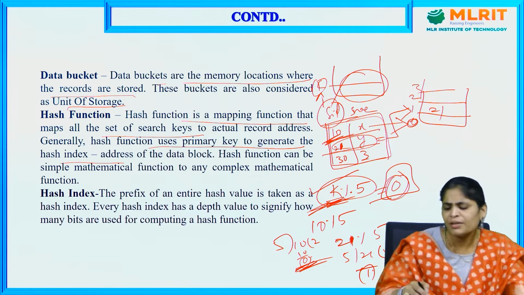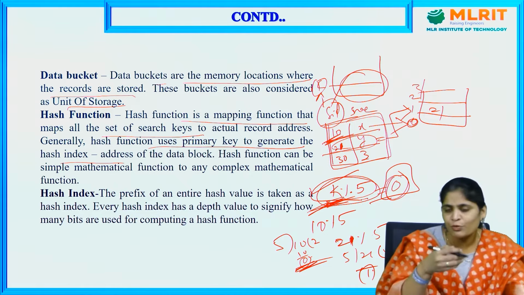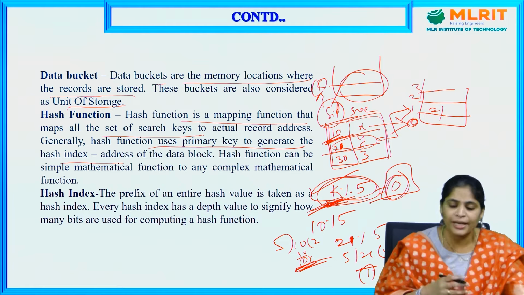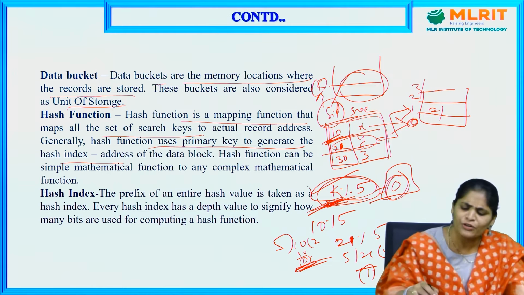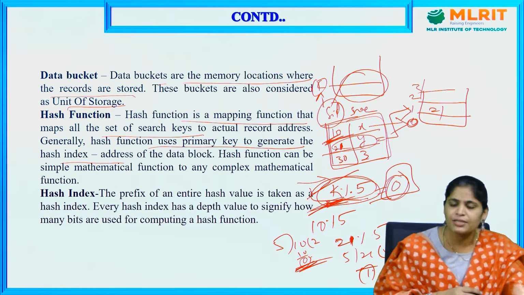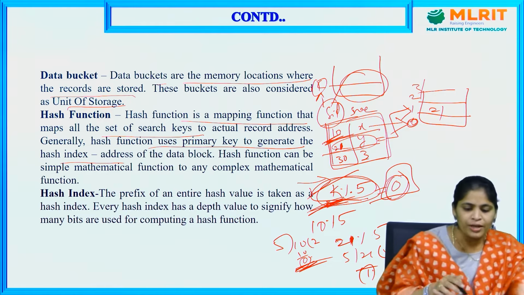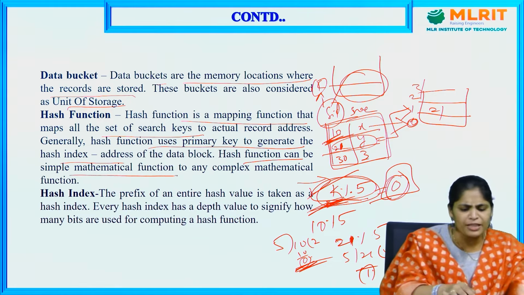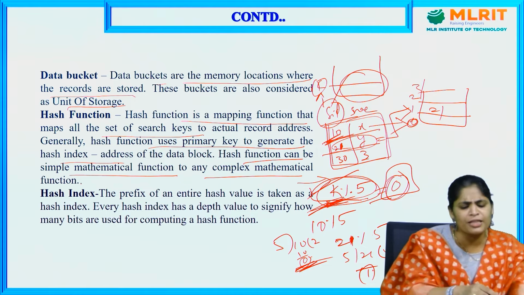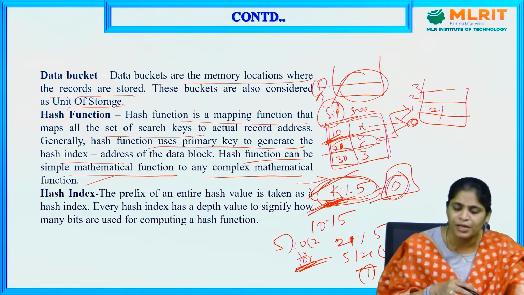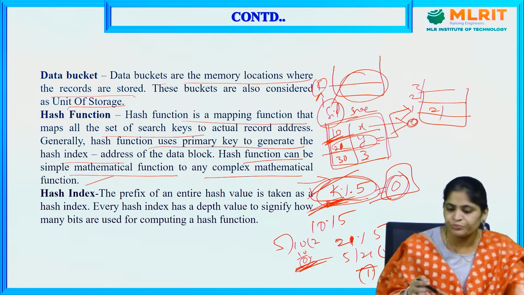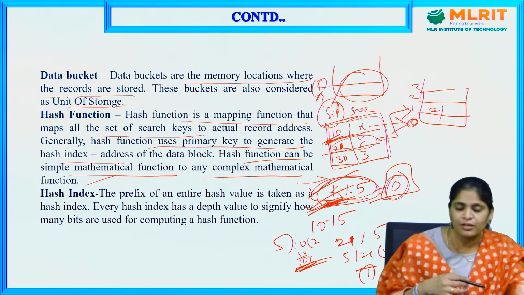So in this manner, we are able to generate the addresses by using the hash function. Right. Some k modulo 5, k modulo 10, whatever the hash functions we may take, there are many hash functions, whatever the approach, division method, like that. This is one of the division methods that I used to follow. So hash function can be a simple mathematical function to any complex mathematical function. It can be very simple and it may also be complex too. Right. Here I have chosen the division method.